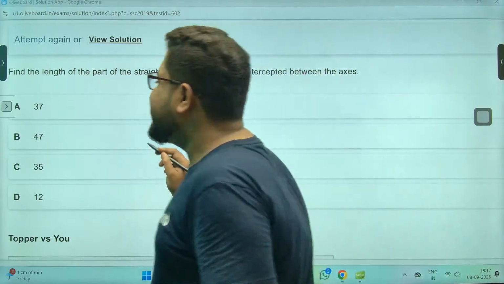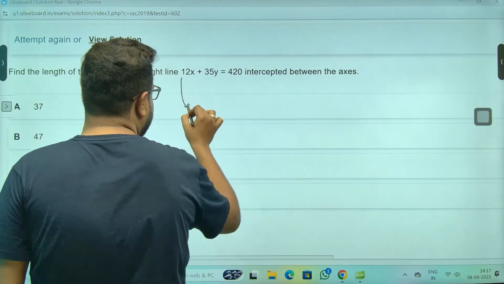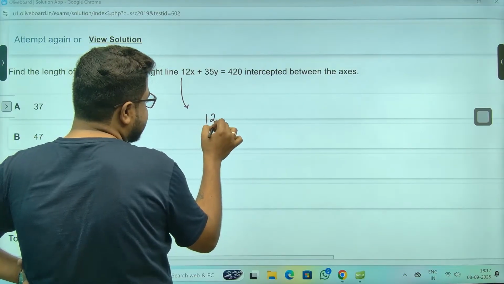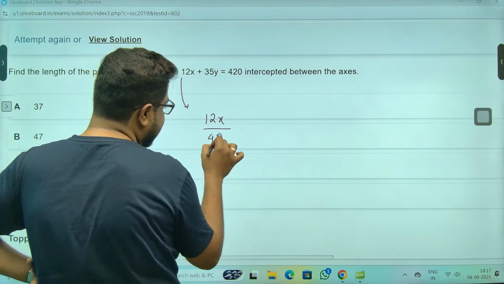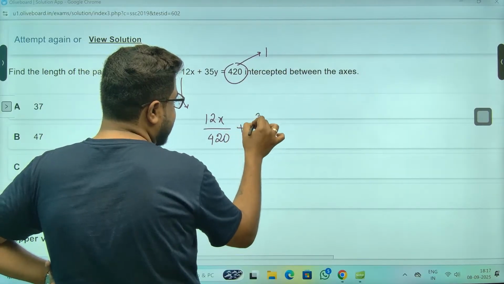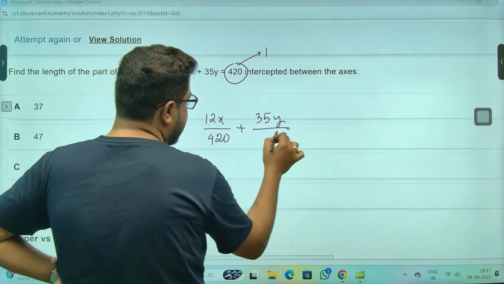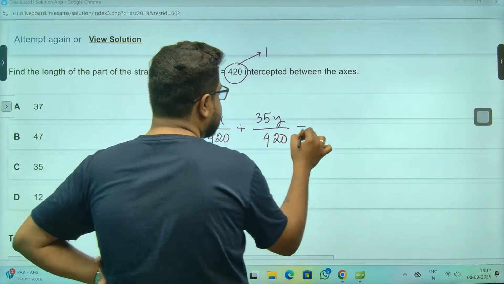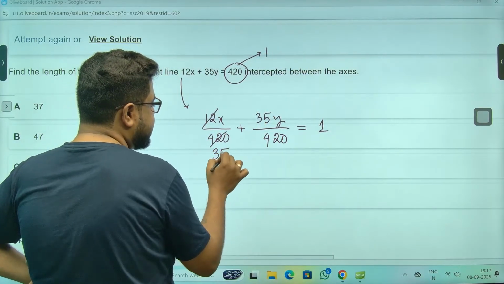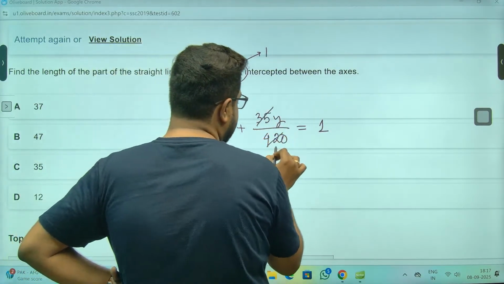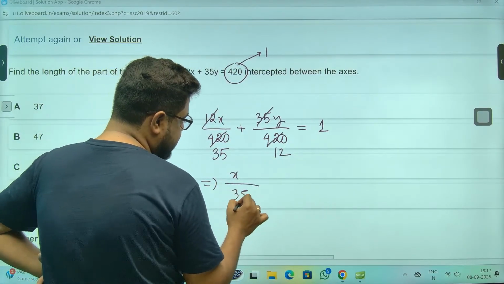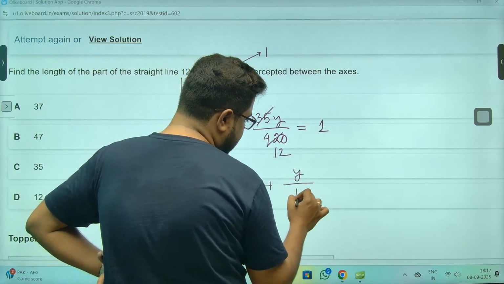Acha, length of the part intercepted. Sir, you need the intercept form. What do you do? Sir, again divide by 420. Sir, 12x by 420, because the right hand side should always be 1, plus 35y by 420 is equal to 1. 420 by 420. So 12 35s are this. Correct? 35 12s are this. So x by 35 plus y by 12 is 1.